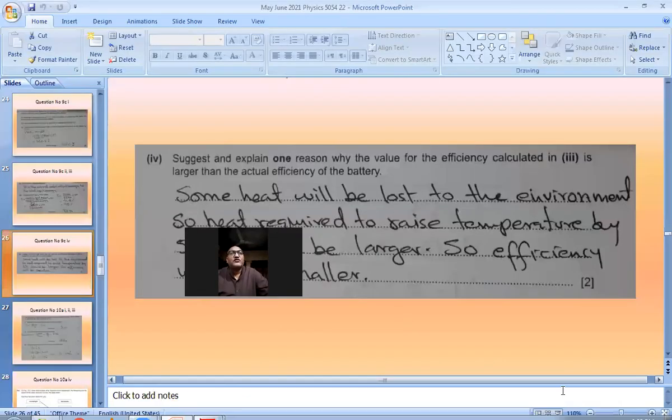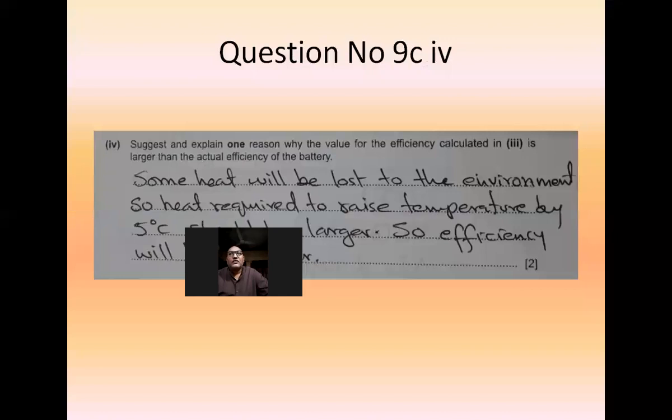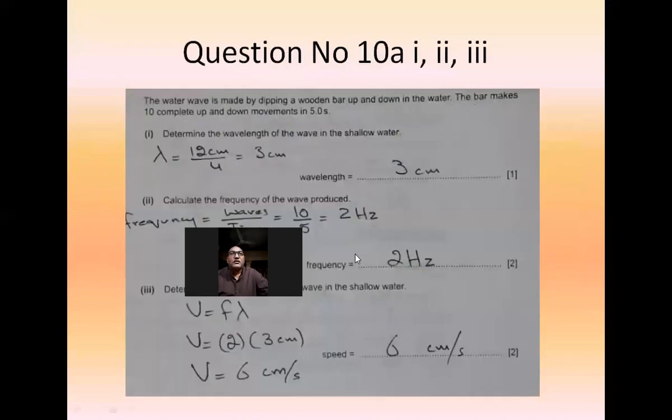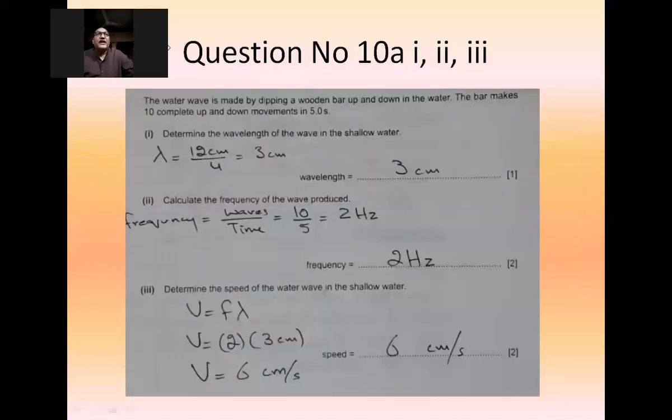So let me show you. So here we go, and he says, what is the wavelength? We measured that in the diagram. There were 4 waves, and the total distance between them was 12 centimeters. So divide the 12 centimeters by 4. So one wavelength will be 3 centimeters. So lambda is 3 centimeters.